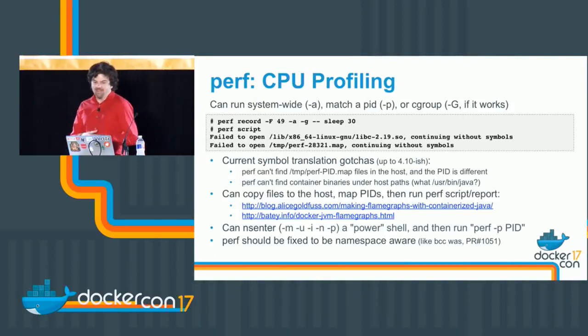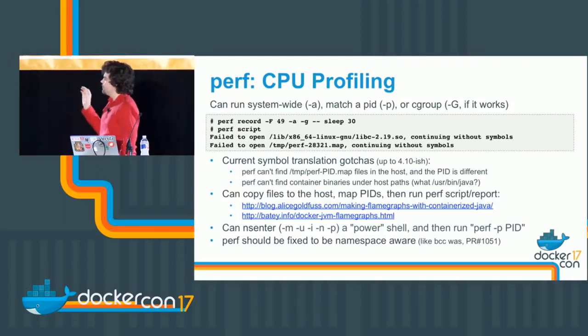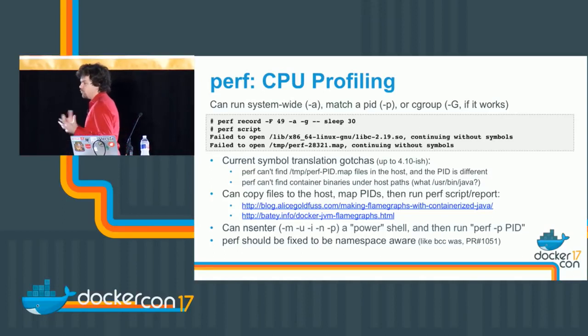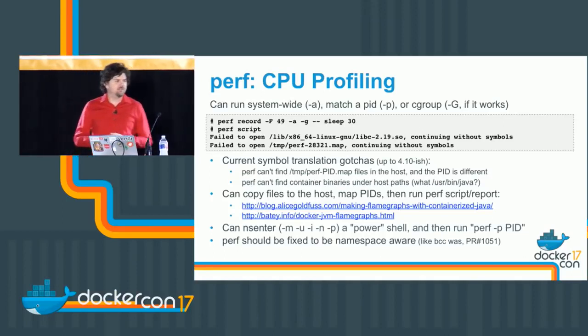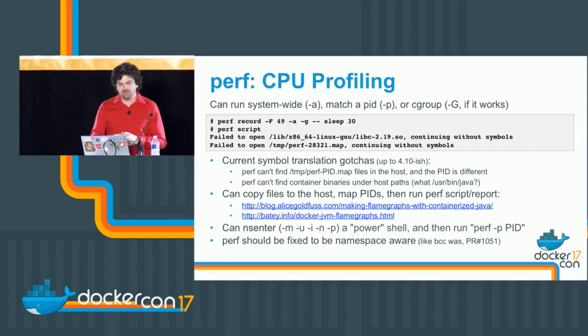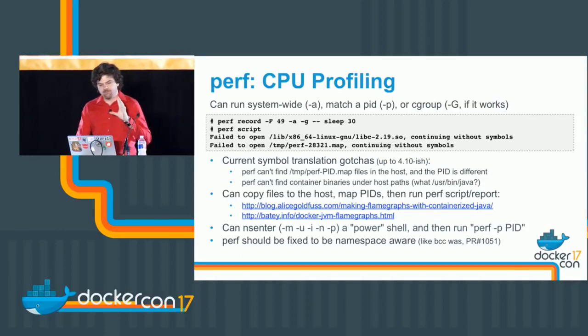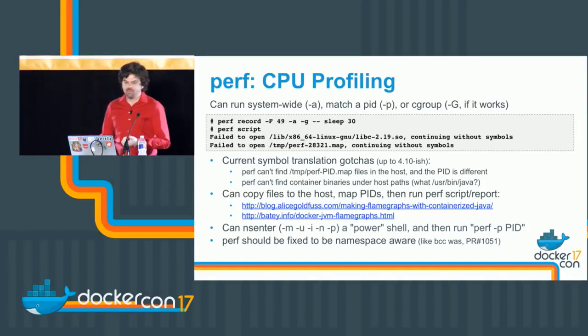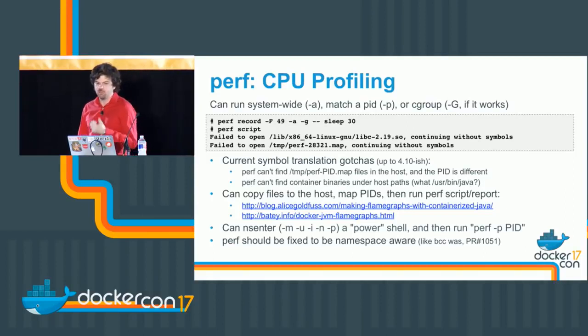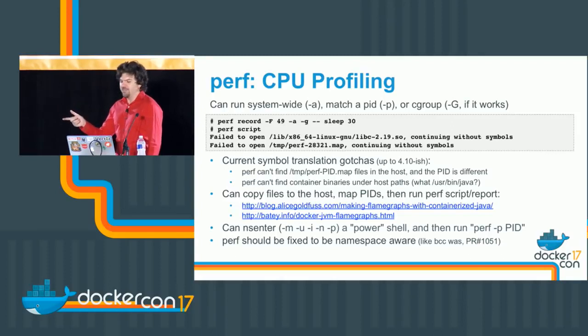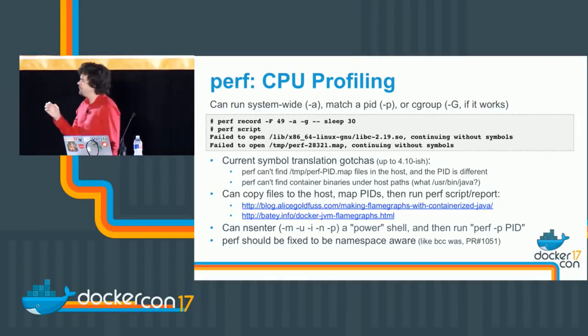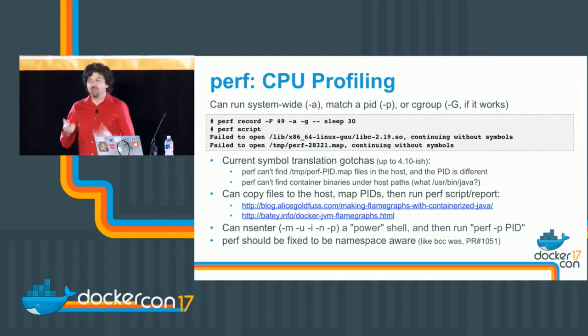CPU profiling. Perf is a great profiler. It's the standard profiler and tracer for Linux. And you can run it many, many different ways. Here I'm running perf record, 49 hertz, all CPUs, call graphs, stack traces. You can aim it at a process ID, you can aim it at a cgroup if that works. But if you try this in a container environment, there are some problems.